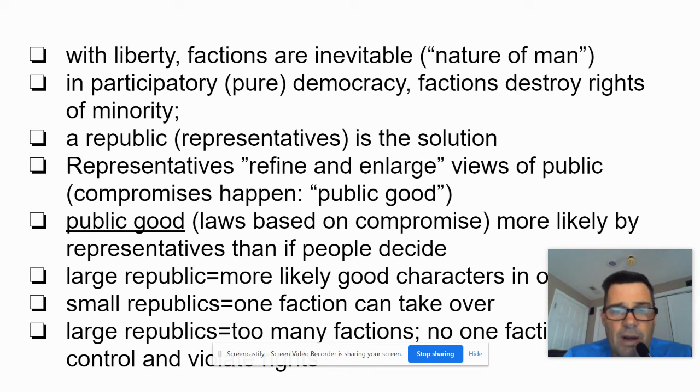So in a large republic, you will have too many factions, but that's good because too many factions means no one gets control. No one faction has enough people to run the country. They're going to have to compromise with other groups. All right, that's Federalist 10. Make sure you study that. This is probably the most important document, really important document to understand.